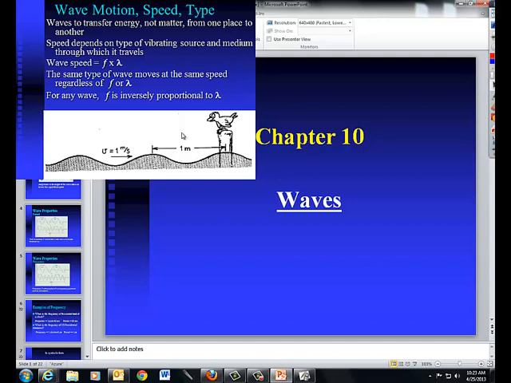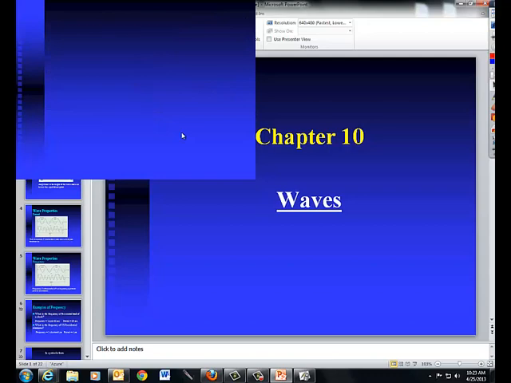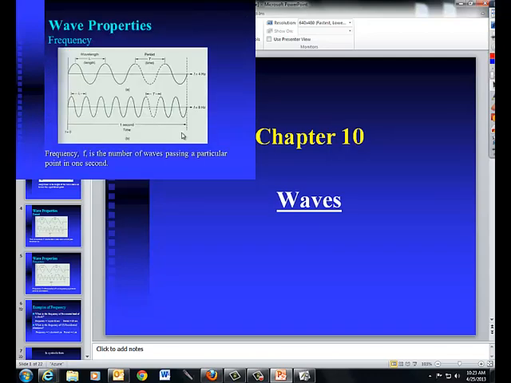Now this slide is basically showing you how to figure out wave speed. Notice we've got wave speed equals frequency times, remember what that little symbol stands for? Wavelength. Pretty simple to figure out. So anyway, you go on and you read that the same type of wave moves at the same speed regardless of the frequency or the wavelength. And then it talks about being inversely proportional to the wavelength. Okay, so let's think about that. Let's go back and look at our picture that we had before.